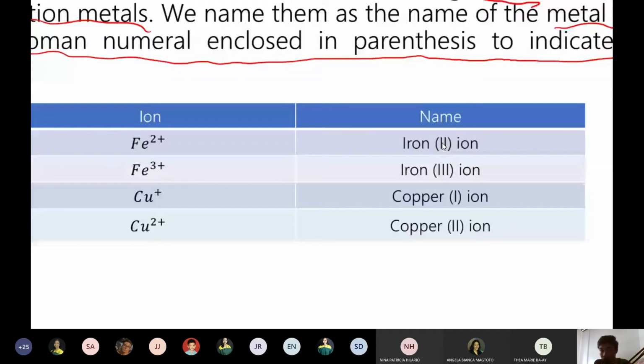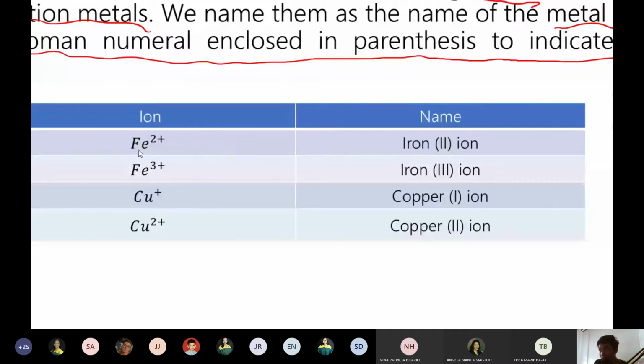Okay, so ano yung point dito? By including the Roman numerals that correspond to the charge, we are able to distinguish one ion from the other. So yun yung important kasi again, magkaiba sila ng properties, so kailangan mapakita natin yung kanilang different names din. So their names should reflect that as well. Okay, so again, paano yung stock method?